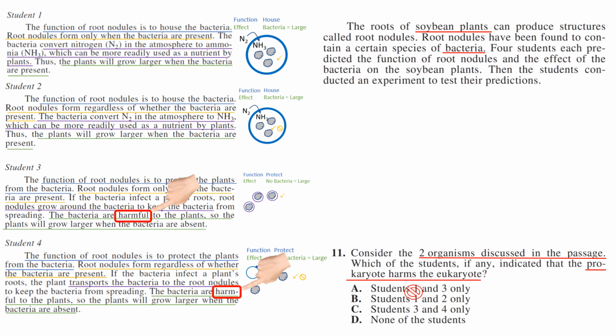But to get this right for sure, you have to have knowledge. Plants are eukaryote, bacteria is prokaryote. And so it says the prokaryote, the bacteria, are harmful to the plants. The prokaryote are harmful to the eukaryote, so the answer would be C.